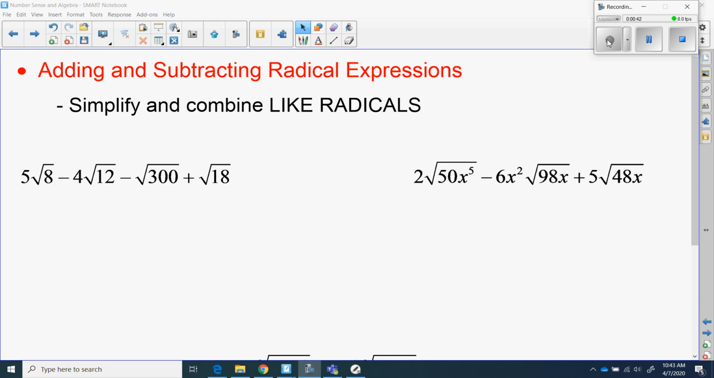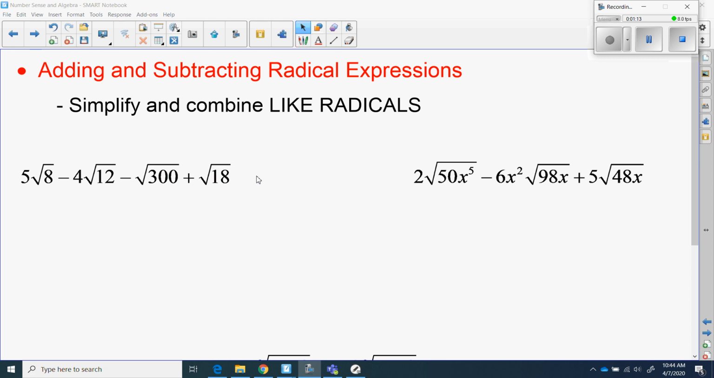All right, so the first thing is adding and subtracting radicals. And I believe about 3 weeks ago when we were sent home, we had decided that we were able to collect together what were called like radicals. Like radicals are radicals that have the exact same radicand. Now the radicand is the number or expression that's underneath the square root sign. So in this one, 8, 12, 300, and 18 would be the radicands.